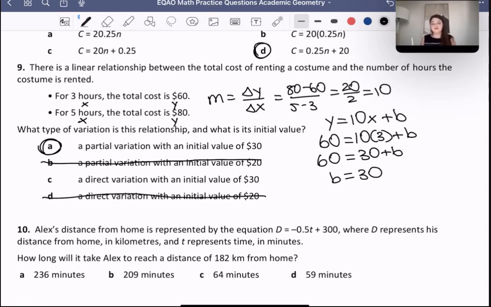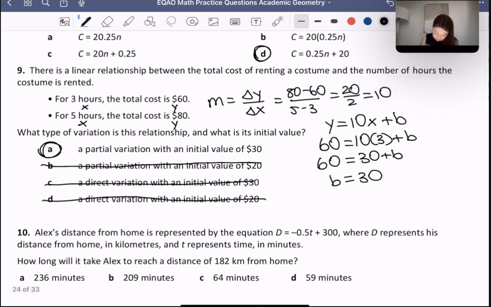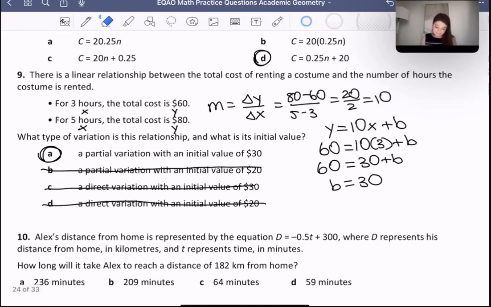Okay, so just to rent any costume for any amount of time, it's $30 automatically, plus it's $10 per hour that we rent the costume. Whereas if there was no initial fee, it was just how many hours you rent the costume that you paid for, then it would be direct variation. So we can rule out C, therefore, and say that it must be A. Very good.